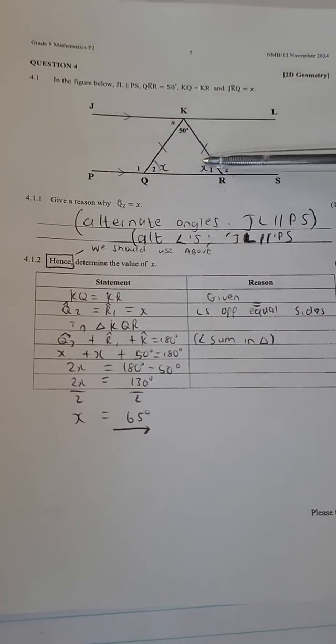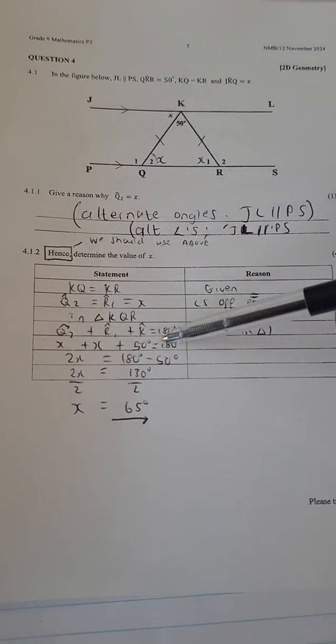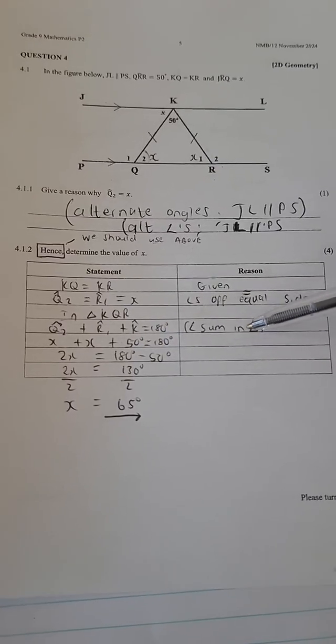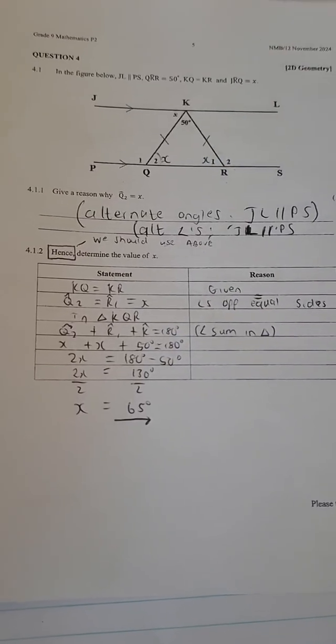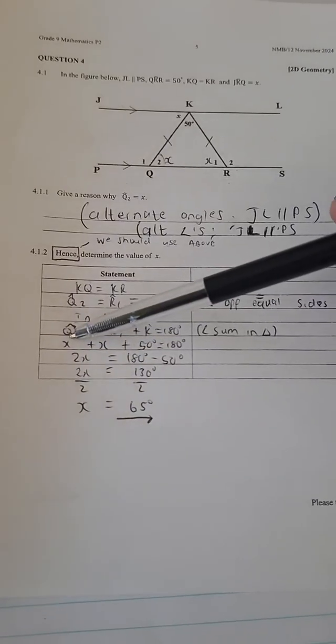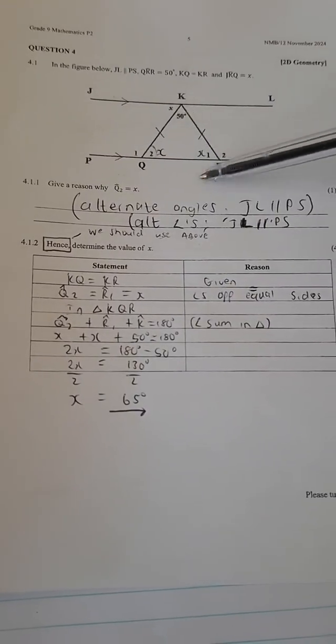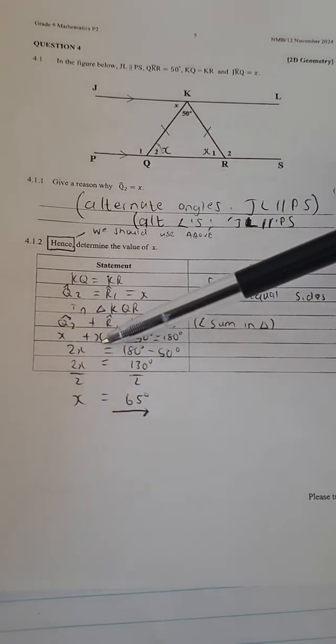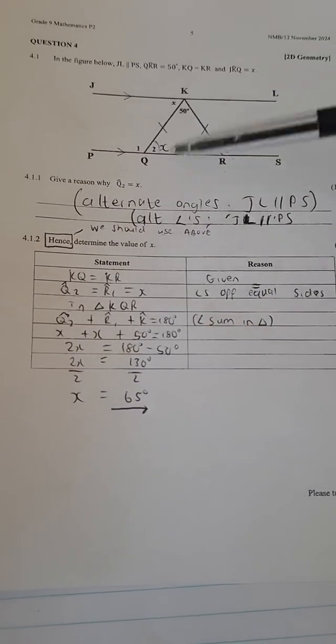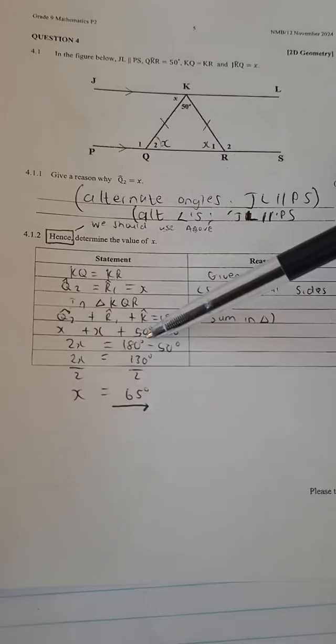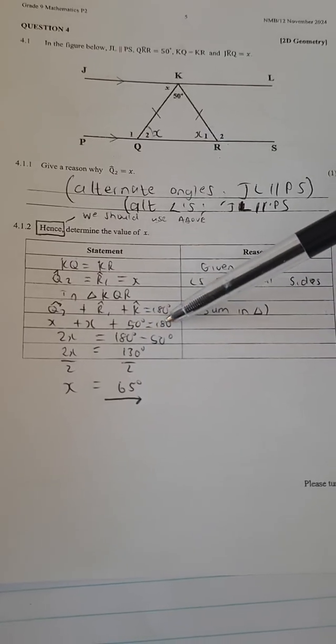Then in triangle KQR, we can add the angles, all 3 of them. They are equal to 180. Why? Because the angle sum in a triangle gives us 180. Then we solve for x. We substitute x for Q2 because it is x, x for R1 because it is x, and 50 degrees for angle K because it's 50. Make it equal to 180.